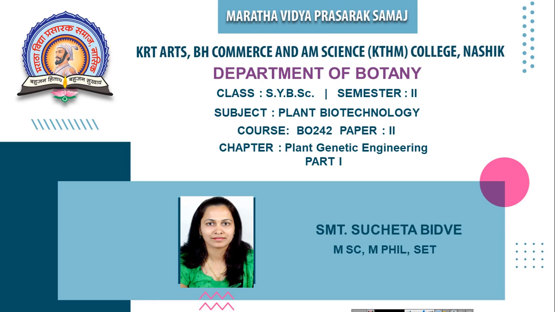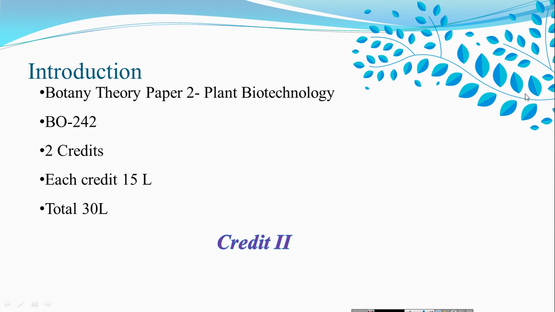Students, for your S.Y.B.Sc semester 2nd, I am going to deal with the subject Botany paper 2nd, Plant Biotechnology, and our course number is BO242 Plant Biotechnology. Students, this theory paper is of 2 credits. First credit is for plant biotechnology and second credit is for advances in plant biotechnology, that is genetic engineering. This course is formed with 30 lectures and each credit is of 15 lectures.